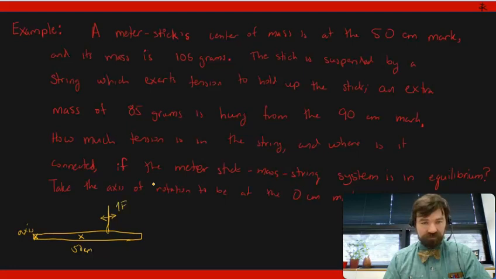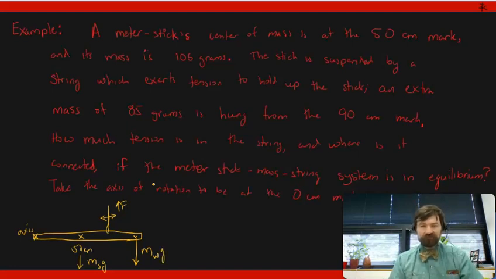There's going to be some tension force acting upward on this. There is a mass of the stick times g down here. And then over here I have an additional force, which is the extra weight. We'll call that M_W times g. Okay, so this system somehow has to be balanced. In order for that to occur, the sum of forces must be 0 and the sum of torques must be 0.